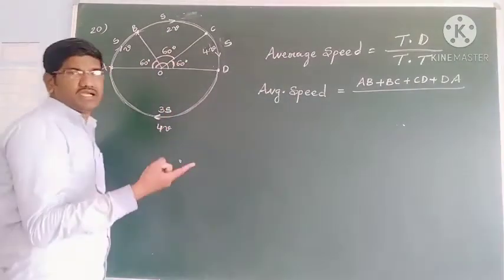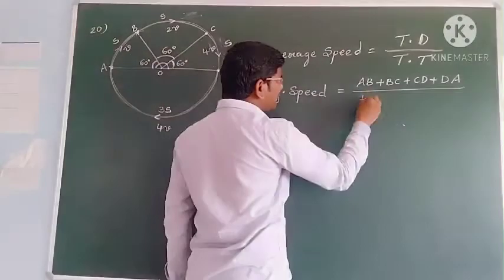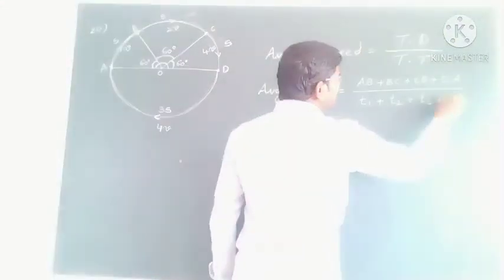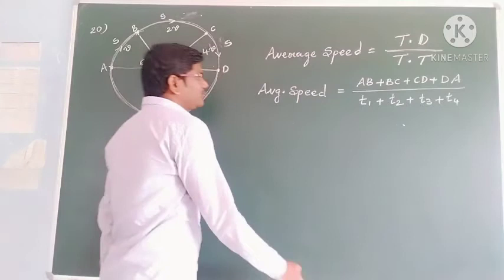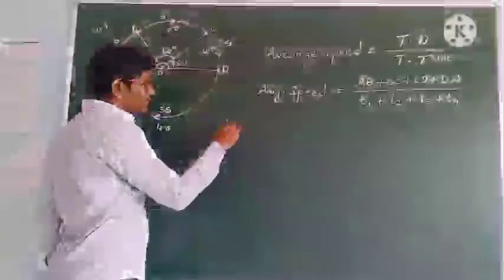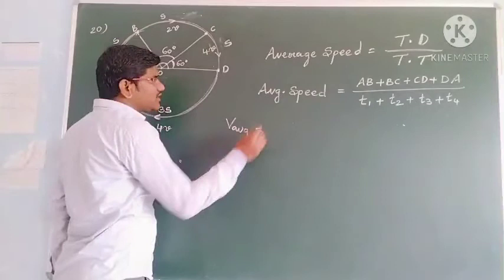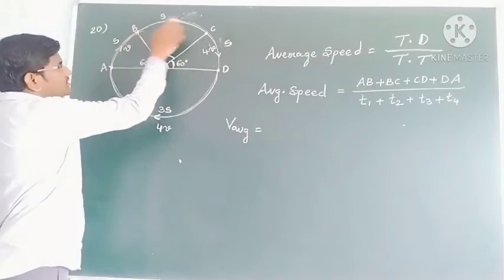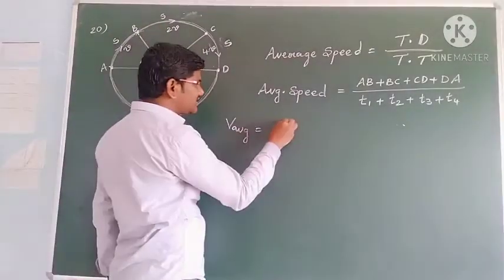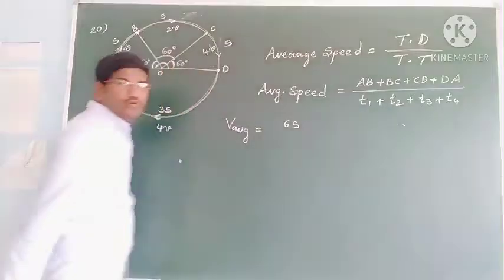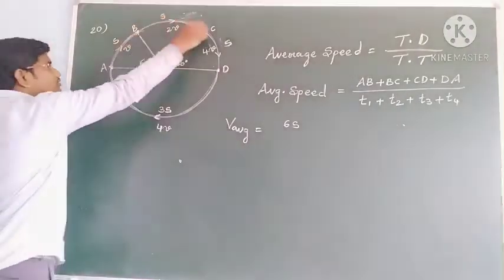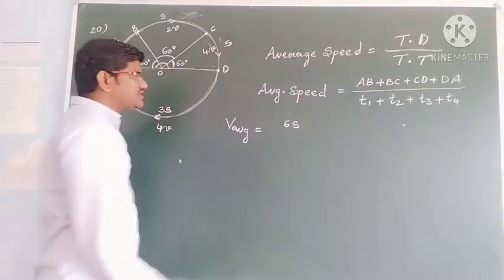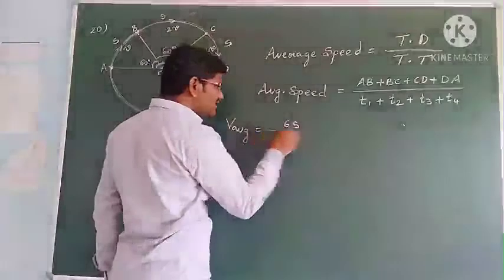The speeds are different and the distances are different, so the total time will be T1 plus T2 plus T3 plus T4. Then the average speed: the total distance is S plus S plus S plus 3S, which is 6S.